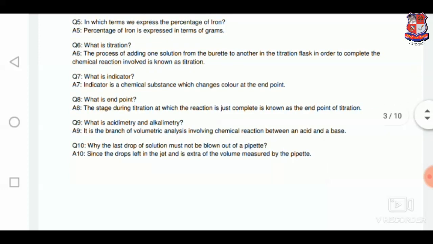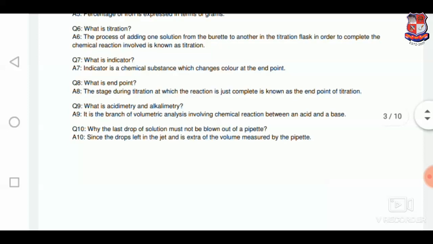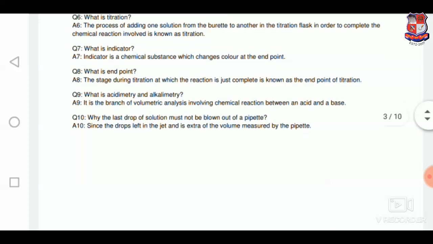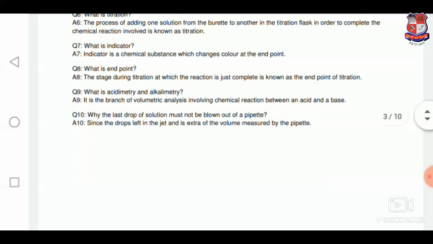What is an indicator? An indicator is a chemical substance which changes color at the end point. What is the end point? The stage during titration at which the reaction is complete is the end point of the titration. What is acidimetry and alkalimetry? It is a branch of volumetric analysis involving chemical reaction between an acid and a base.